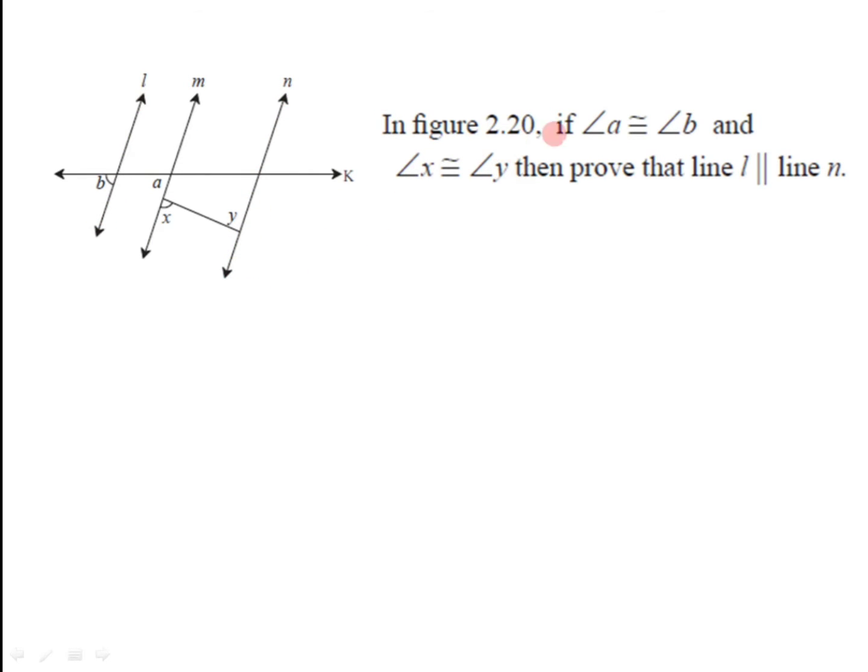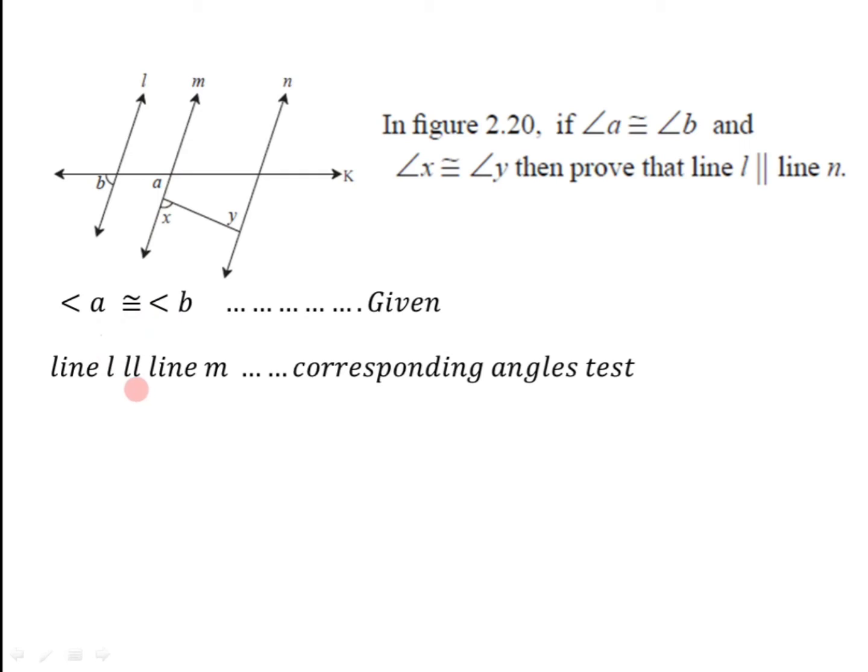Now we'll start with the given, angle A is given to be congruent with angle B, that's given. So if we consider line L and line M and line K as their transversal, then angle B and angle A are the corresponding angles, and it is given that these two angles are congruent. So by using the corresponding angles test, we can conclude that line L is parallel to line M. We'll call this equation number 1.